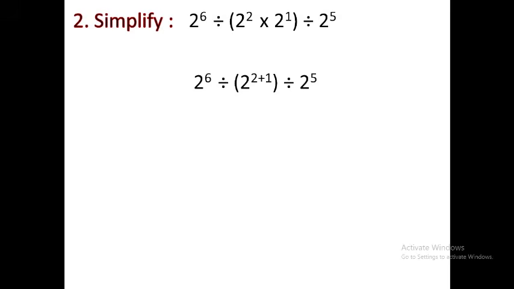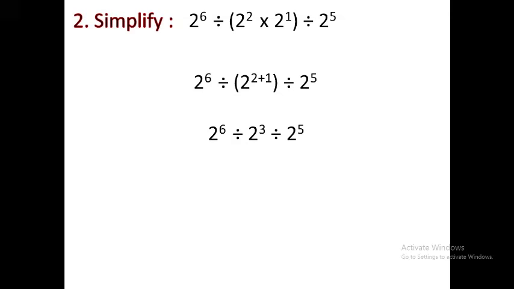I believe that is okay. Now let's add the exponents. So we'll have 2 exponent 6 divided by 2 exponent 3 divided by 2 exponent 5. Now there is something happening here. We are dividing, and fortunately for us, the bases are the same.